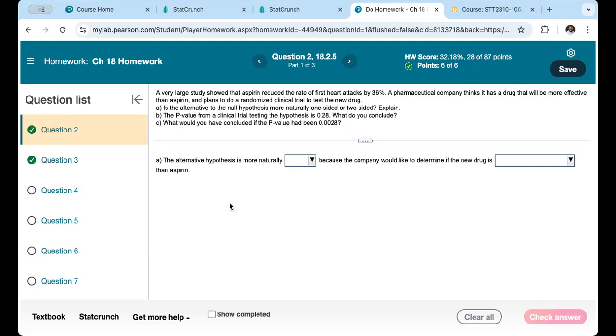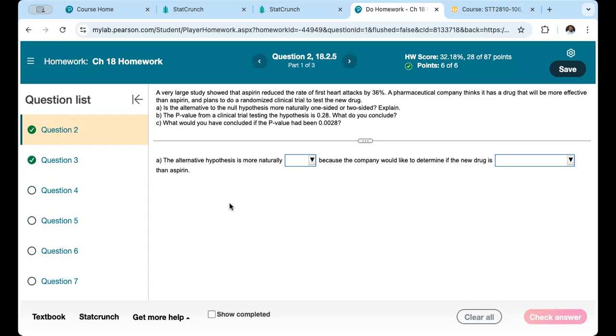So chapter 18, question 2. When you look at what I have on the screen, I believe everybody's own is different, so I'll go with mine. You guys have to help me answer mine. It says that a very large study showed that aspirin reduced the rate of first heart attacks by 36%. It goes on to say that a pharmaceutical company thinks it has a drug that will be more effective than aspirin and plans to do a randomized clinical trial to test the new drug.